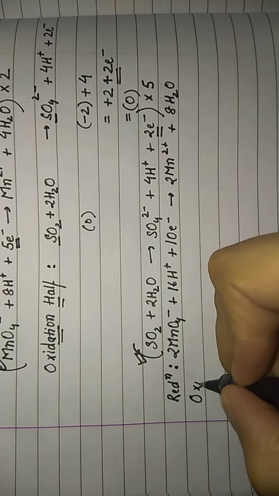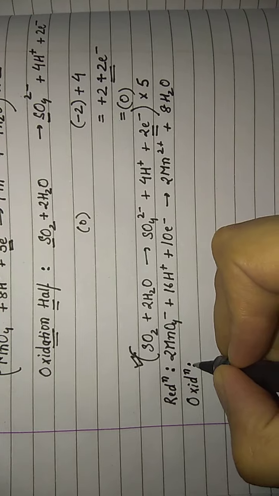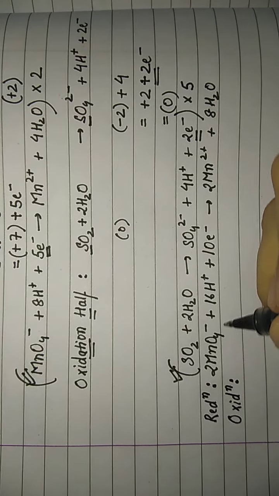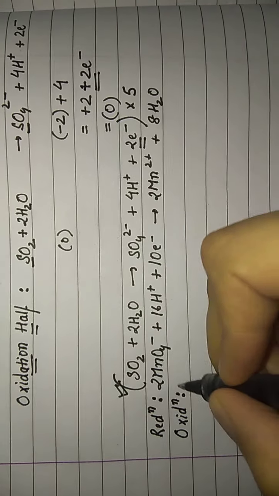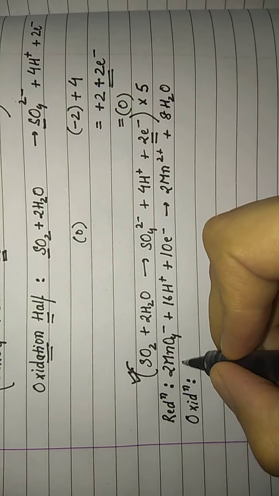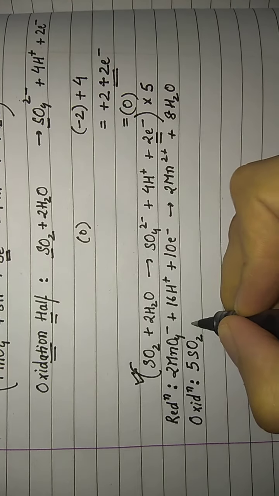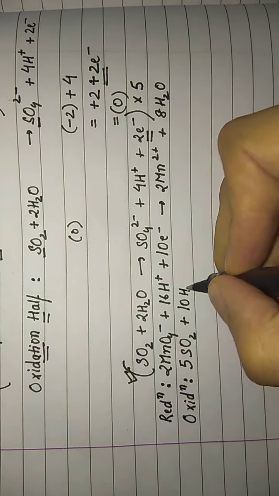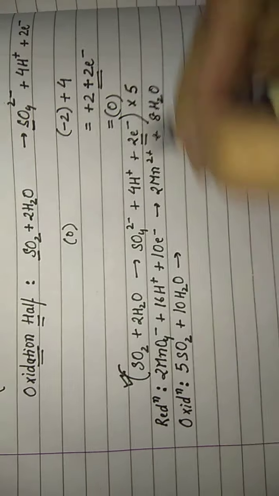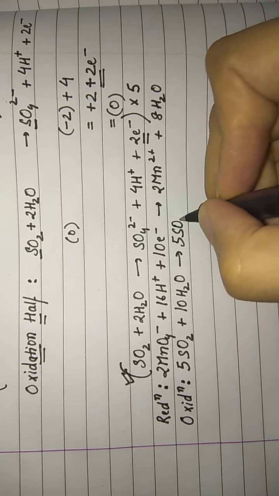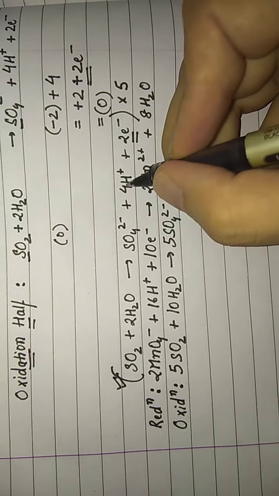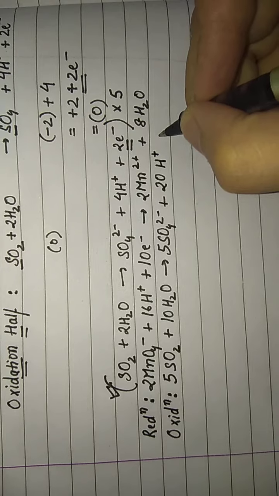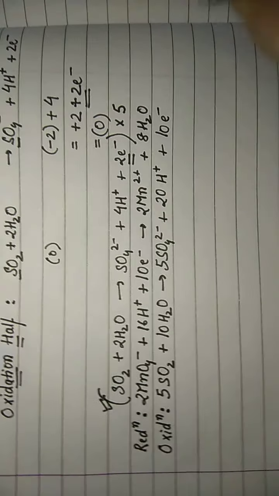Similarly, the oxidation half, multiplying it by 5, what do you get? 5 into SO2, 5 SO2 plus 5 into 2, 10 H2O, giving 5 SO4 2 minus plus 4 into 5, 20 H plus 10 electrons.